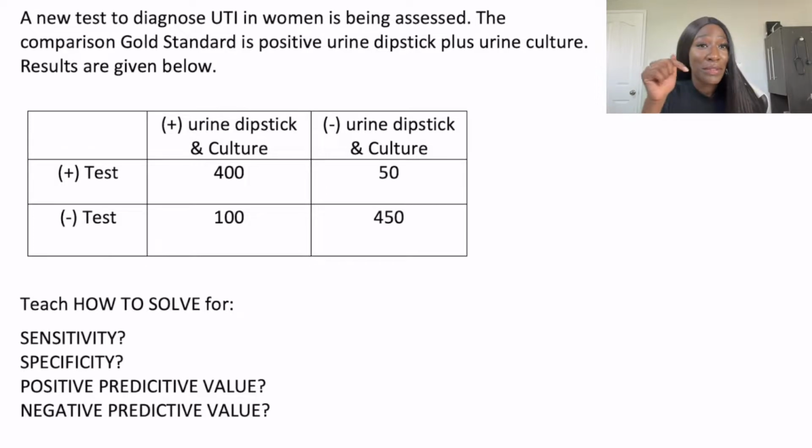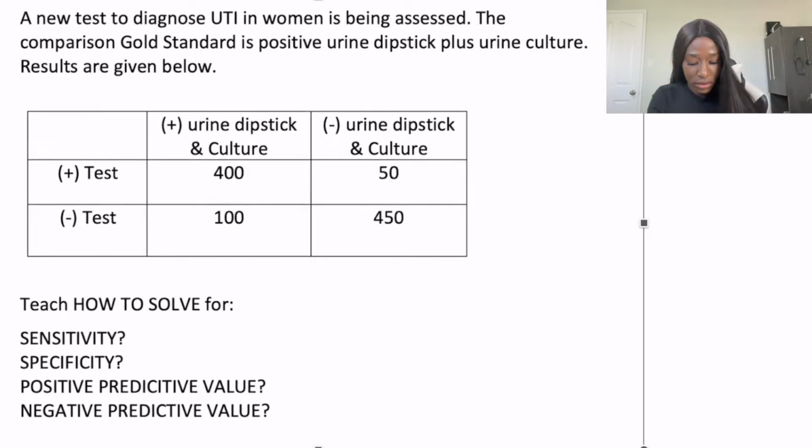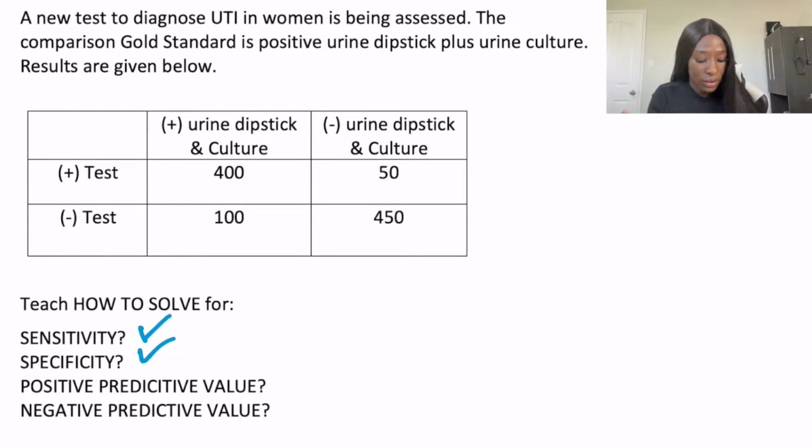You will know this after this video, trust me. You will know this in your head, in your heart, in your soul. You need to know this. So what are we doing in this video? You will learn how to solve for sensitivity, specificity, positive predictive value, which is PPV, and negative predictive value, which is also known as NPV.